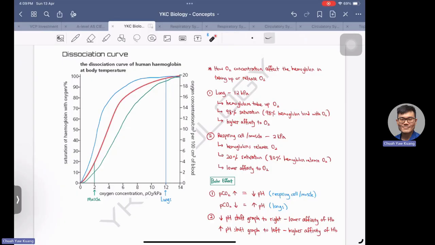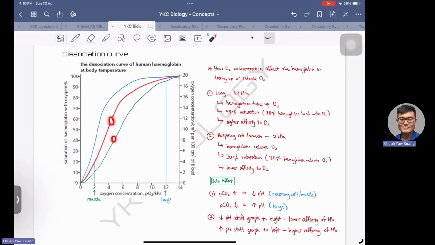So please take note that the Bohr effect is not going to change the factor on the x-axis. The factor on the x-axis will remain as the partial pressure of oxygen. What the Bohr effect does is just shift the graph to the right side or to the left side. This is important because this will allow us to determine the effect of the partial pressure of carbon dioxide and the pH on the saturation of the hemoglobin by comparing the curves.